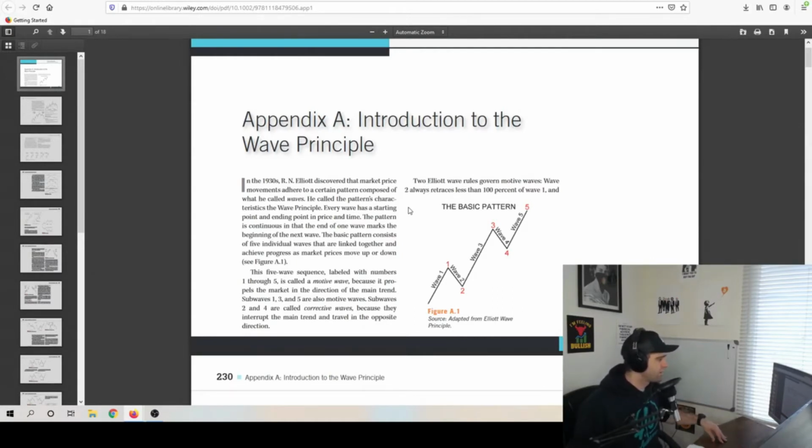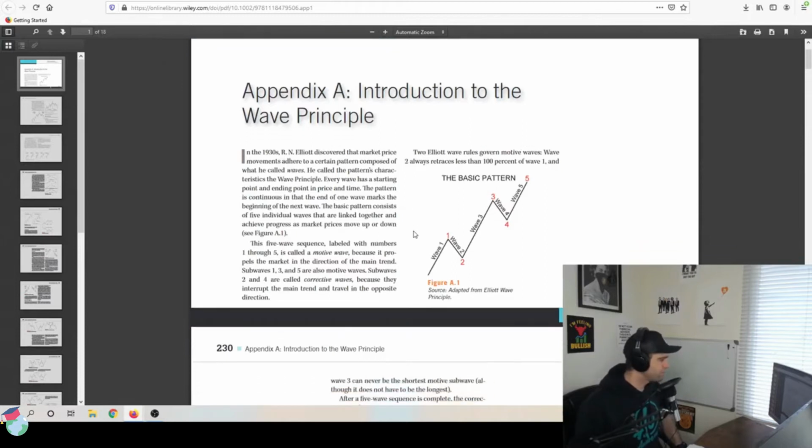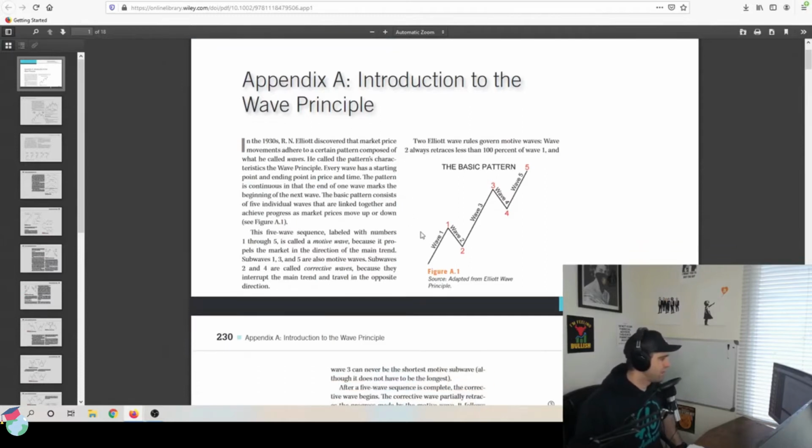The basic pattern consists of 5 individual waves that are linked together and achieve progress as market prices move up or down. This 5-wave sequence, labeled with numbers 1 through 5, is called a motive wave because it propels the market in the direction of the main trend. Subwaves 1, 3, and 5 are also motive waves. Subwaves 2 and 4 are called corrective waves because they interrupt the main trend and travel in the opposite direction.